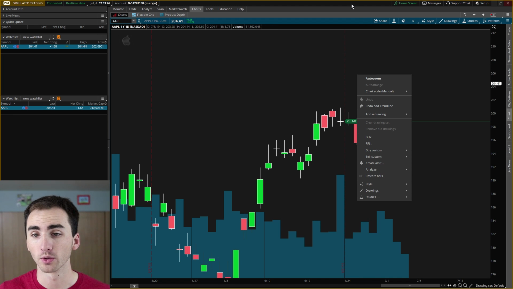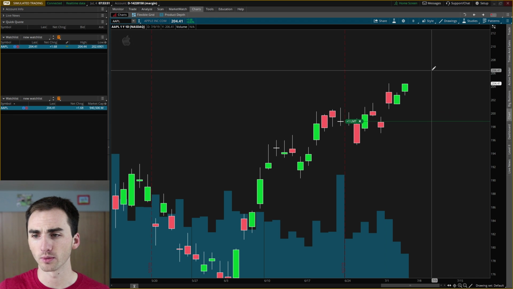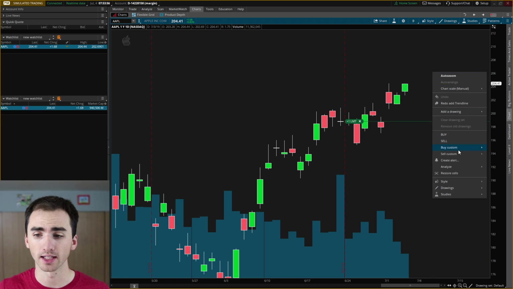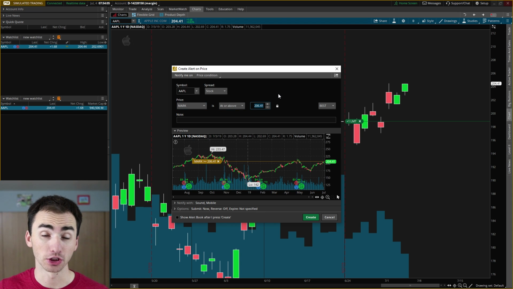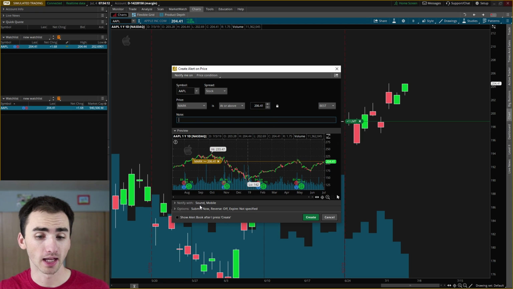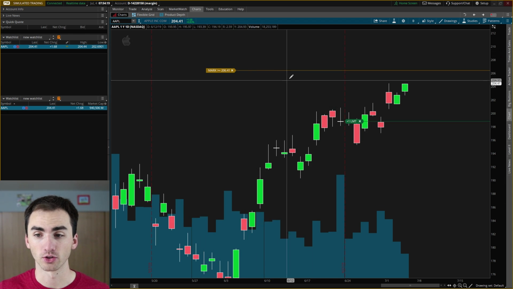So we just go to where we want to set this up. Let's say we want to give the stock about 2 points. So we want to go to 206.41, and then we just right click and do create alert. And then we want to know if the stock is at or above the current price, and that price is here. You can actually change that price as well if you didn't right click exactly where you wanted. And then down here it's going to notify with a sound on the platform and a mobile alert, and then we can just create and send that alert in, and then that's going to show right there.